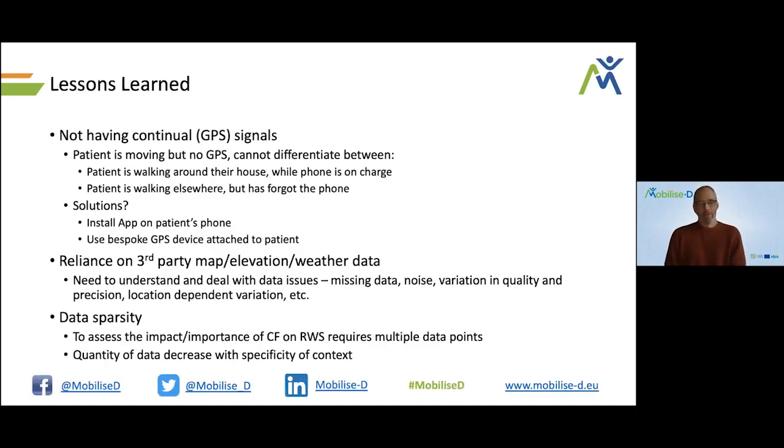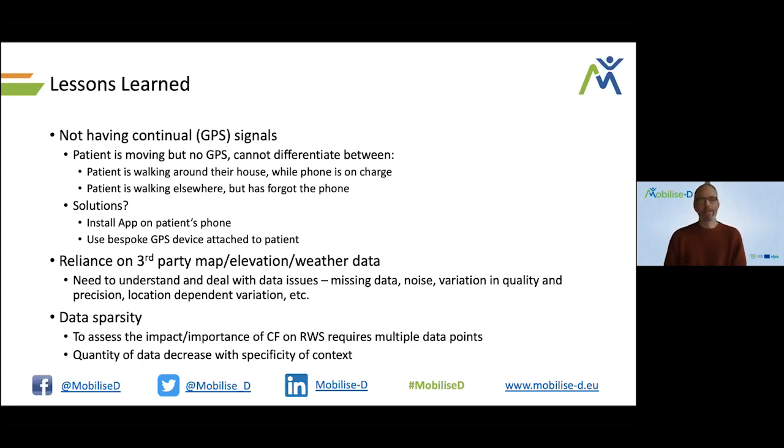So in general, the lesson that we learned from this collection is that it was an issue not to have a continual GPS signal. For instance, if a patient was moving but they had no GPS, we couldn't differentiate whether this is because the phone was on charge in the house and the person was walking around the house, or the person was walking elsewhere and they'd just forgotten to take the phone.